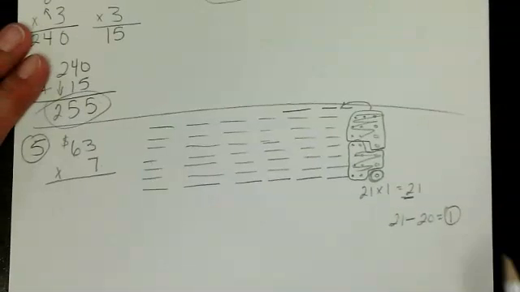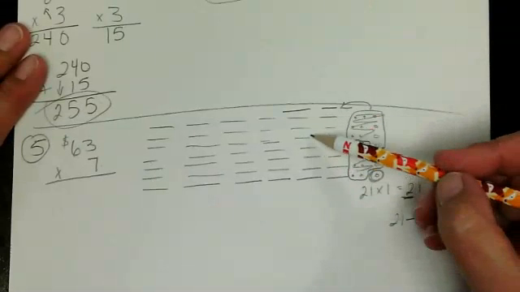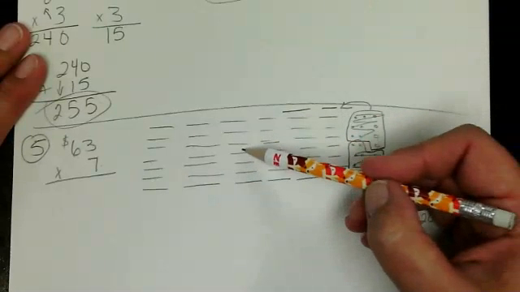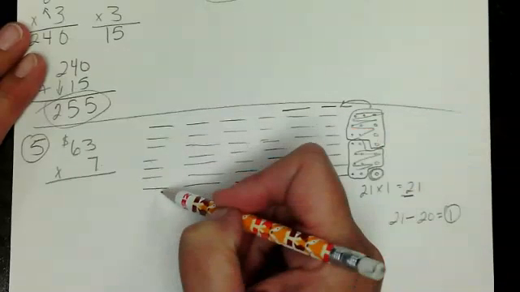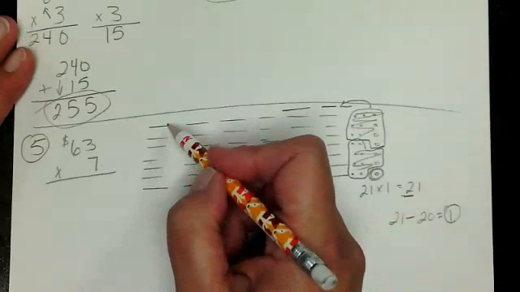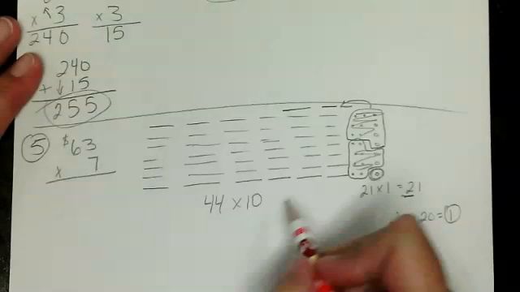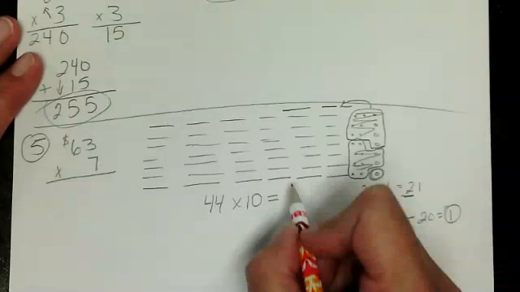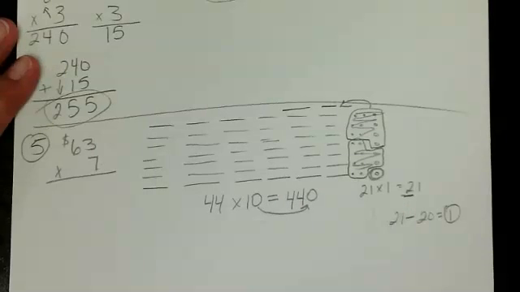Let's count our tens. 1, 2, 3, 4, 5, 6, 7, 8, 9, 10, up through 44. I have 44 tens. What is 44 times 1? Anything times 1 is the number, and then I bring my 0 over. So 44 times 10 is 440.